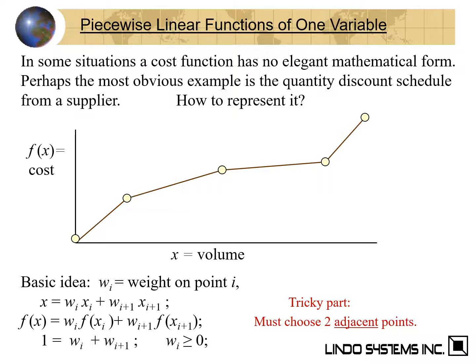So there will be three equations essentially describing what we want to happen. There's an equation for how we compute an x value given the weights w. There's an equation for how we compute the f values given the weights w. And then we have a third equation saying that the weights must sum to 1. And the only tricky part is that if we choose any weights, we can choose at most 2, and they have to be adjacent weights. So that's what the SOS2 constraint does. It says you can only choose at most 2, and they have to be adjacent. And that allows you to represent any point on this piecewise linear curve.